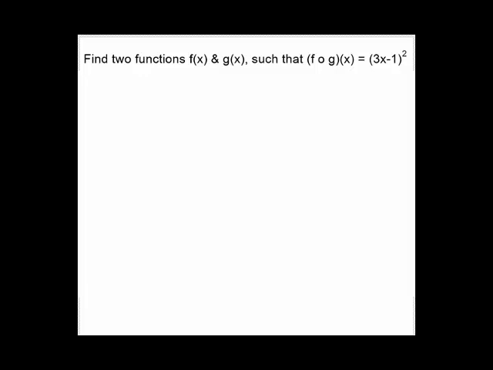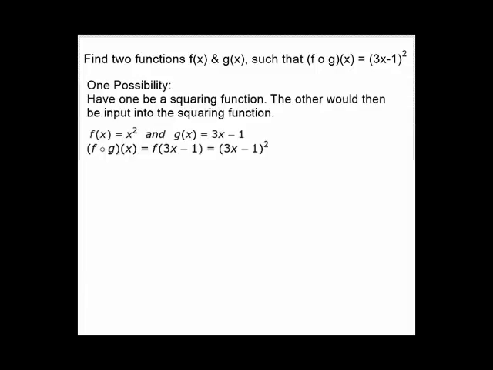Well, that means f of x would be the squaring function, so f of x equals x squared, and g of x would be the input plugged into the squaring function. So then when we take the composition of f with g of x, we're plugging the 3x minus 1 into the f of x function, squaring it, and getting our 3x minus 1 quantity squared.